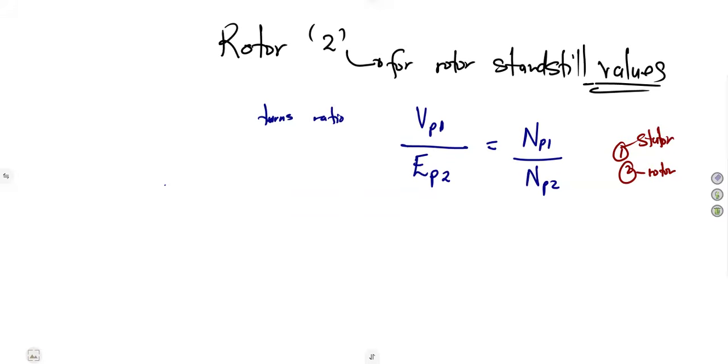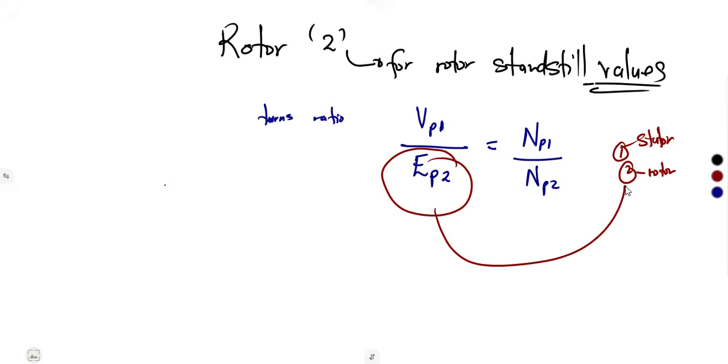I think also as I was writing this, I was explaining VP1 representing the stator phase voltage. Stator 1, stator. N1, stator turns per phase. As we talk about this EP2, you're now in the rotor. So this is the rotor induced EMF per phase. The rotor turns per phase. This one, yeah, 2. The rotor turns per phase.